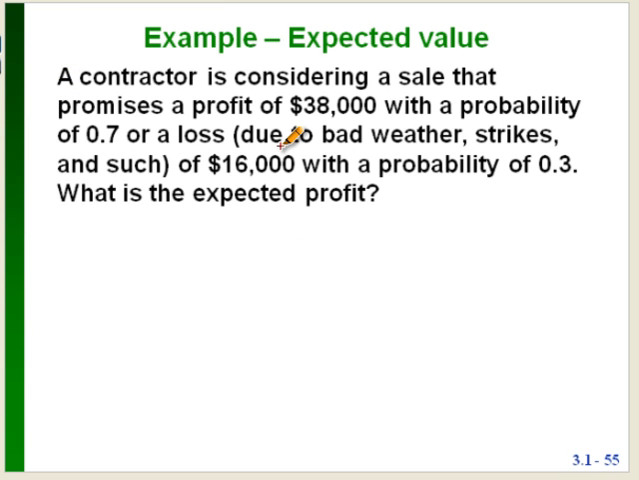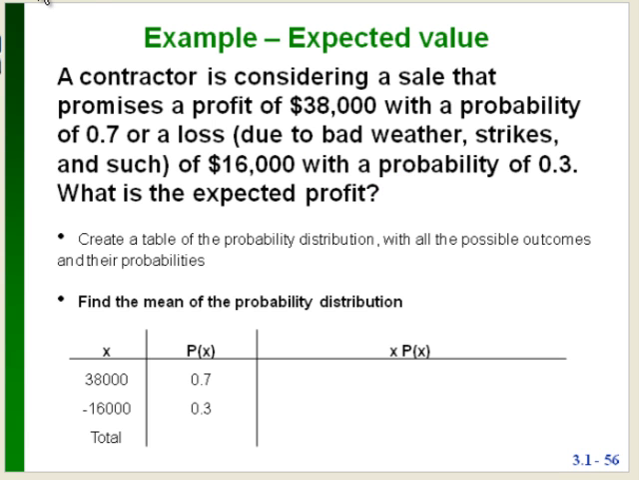So here's an example. A contractor is considering a sale that promises a profit of $38,000 with a probability of 0.7, or a loss due to bad weather, strikes, and so on, of $16,000 with a probability of 0.3. What is his expected profit? Now what this really means is that if he repeated this type of sale time after time after time, like I said, a lot of times, like 1,000 times in a row, what would he expect to average as a profit for each time he repeated it? That's what the expected value gives us.